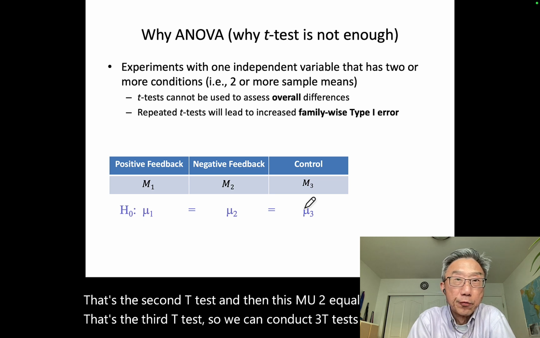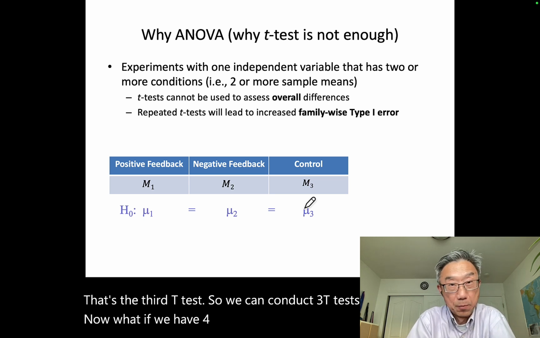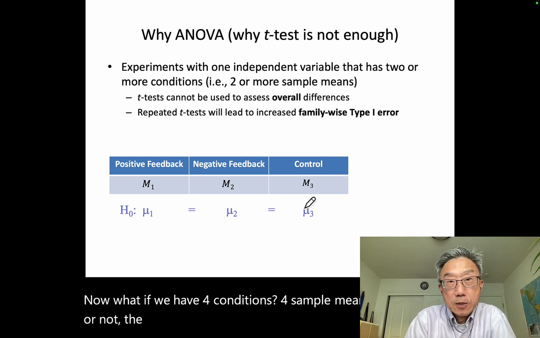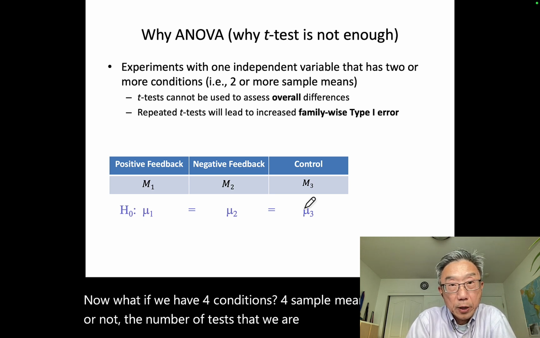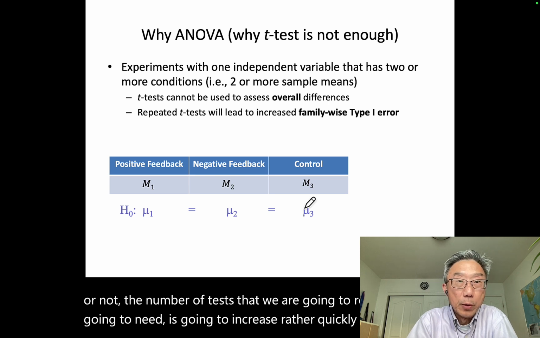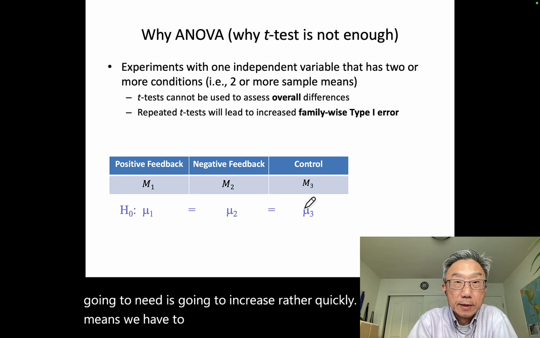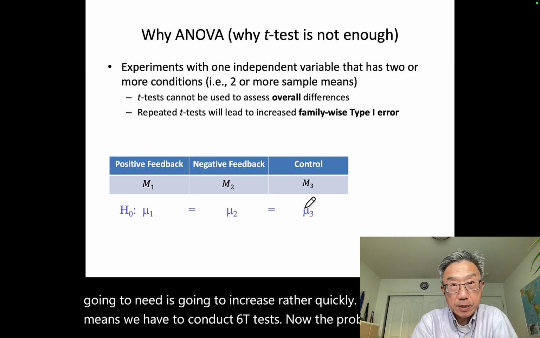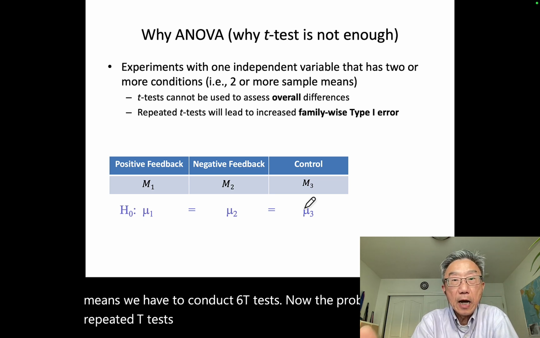Now, what if we have 4 conditions, 4 sample means? Then, believe it or not, the number of tests that we are going to need is going to increase rather quickly. With 4 sample means, we have to conduct 6 t-tests. Now, the problem with these repeated t-tests is the increased overall type 1 error.